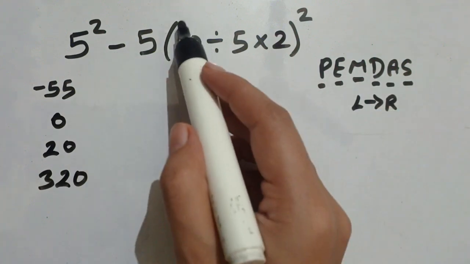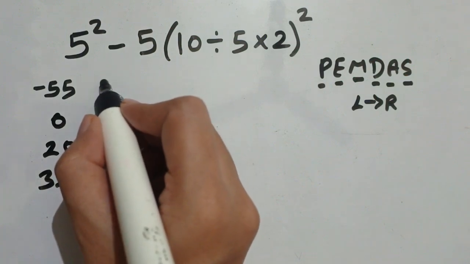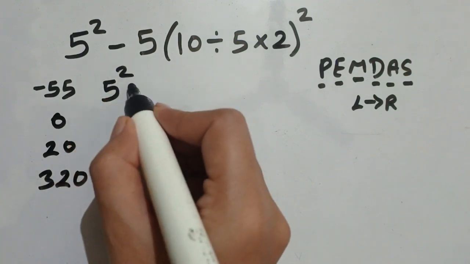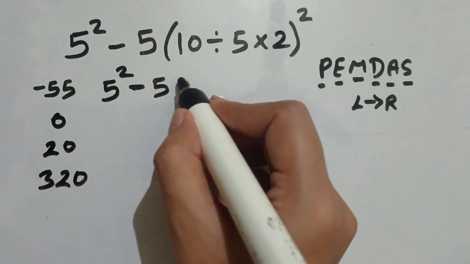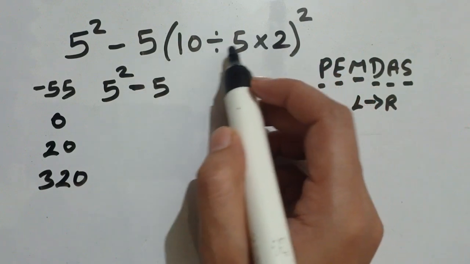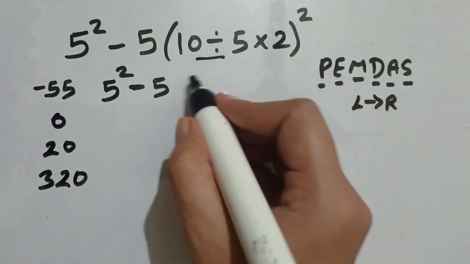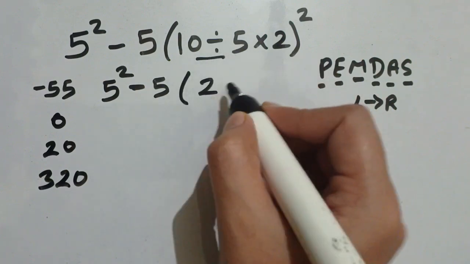So here you can see, first we'll solve this parenthesis part. So write 5 square minus 5. Then in this parenthesis, division and multiplication are there. As you know, both have equal priority, therefore go from left to right. First we'll solve this one. So 5 2s are 10.